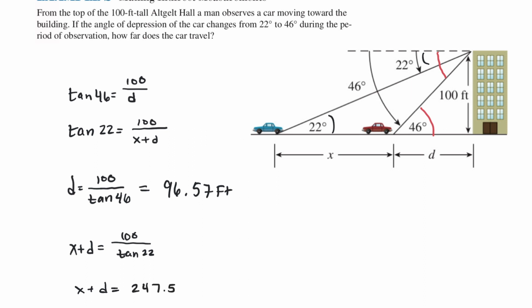So how do we get x from these 2 numbers? Because one is the total distance and one is the shorter distance d. How are we going to get the other? We're going to subtract because I really want to know the difference in the 2 groups, right? That's x, right? So 247.51 minus 96.57, which gives us, what did you say it was? 150.9. And the answer is? 150.94 feet. 150.9 is fine.